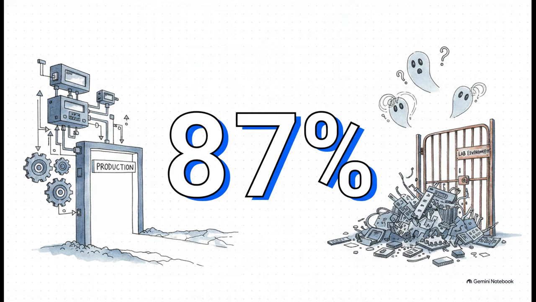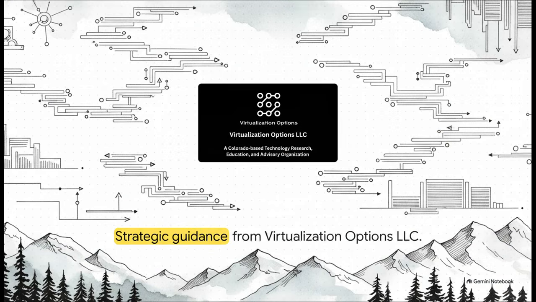That is the staggering percentage of machine learning models that completely fail to ever reach production. They get built, they look absolutely amazing in an isolated lab environment, and then they just die there. Why? Well, it's because they lack the proper operational discipline to actually survive in the real world. And that's exactly why we're looking at this strategic guidance from Virtualization Options LLC today.